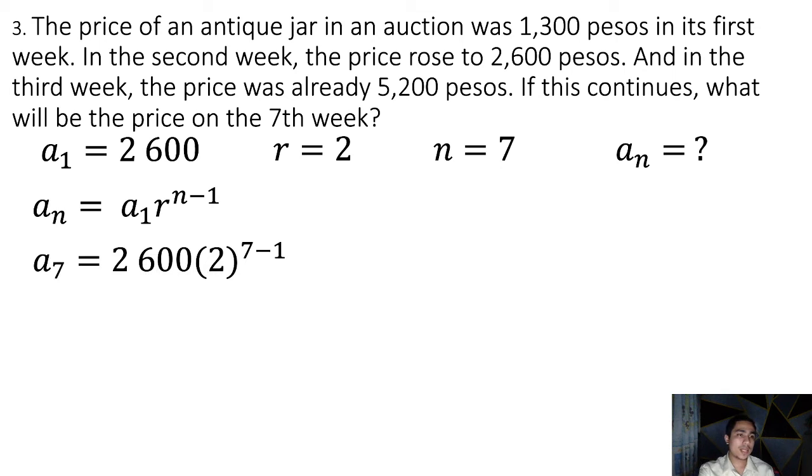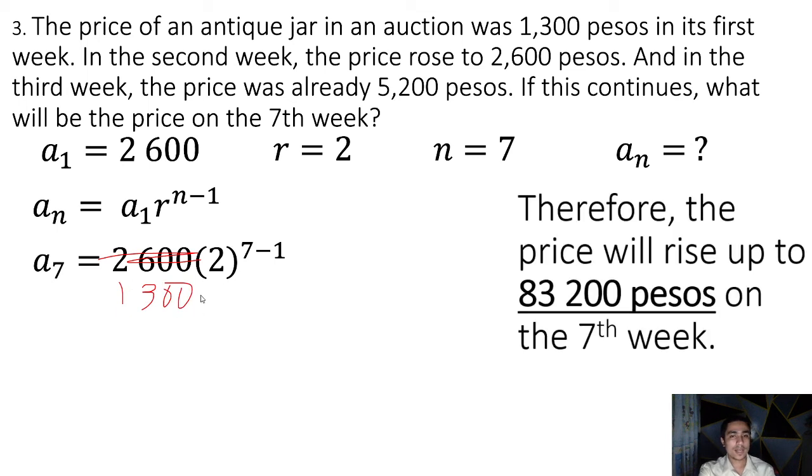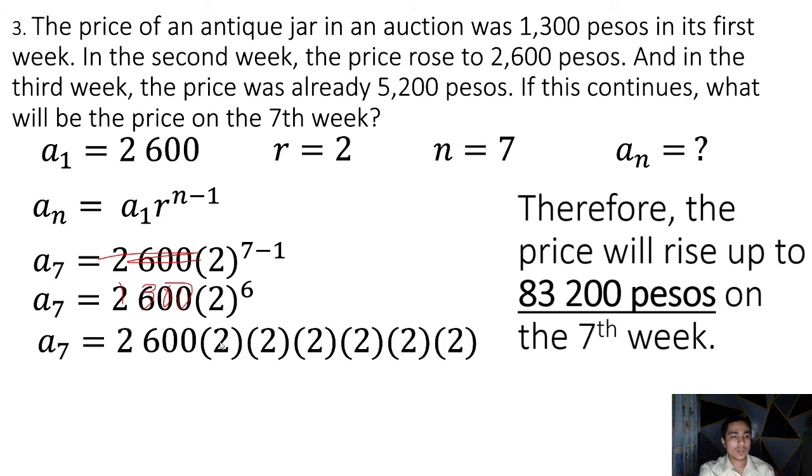Yan. Palitan natin. Ay, mali ito. This will be 1,300. Yan. Tanda na, 1,300 yan. Okay? 2. Ilang 2 yan? 2 times 2 times 2 times 2 times 2 times 2. Kasi 7 yung nandito. Okay? 7 yung ating weeks. 7 minus 1, that will give us 6.